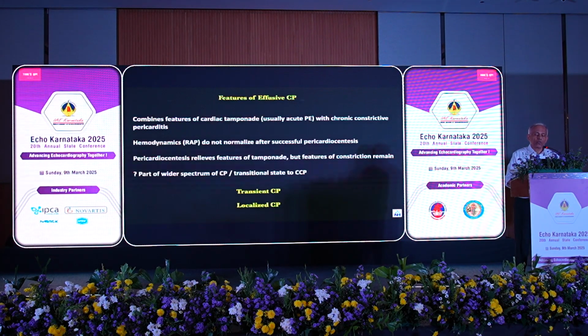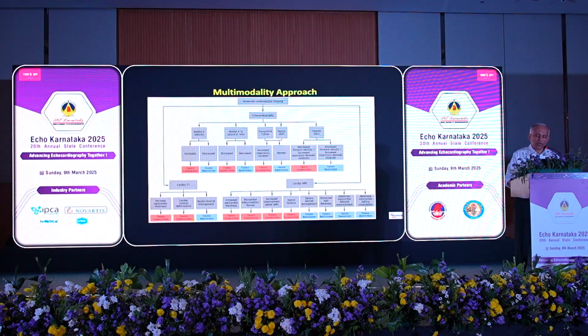Then you have these other terminologies. You have the effusive constrictive pericarditis. So you have a tamponade-like presentation, and then there will be an underlying constriction also. So the moment the tamponade is released, the tapping is done, the patient continues to show signs of constriction, and this is an effusive constrictive pericarditis. So it's a separate entity altogether. And then you have these transient constrictions, and then you have these localized constrictions. So that again is a different area altogether.